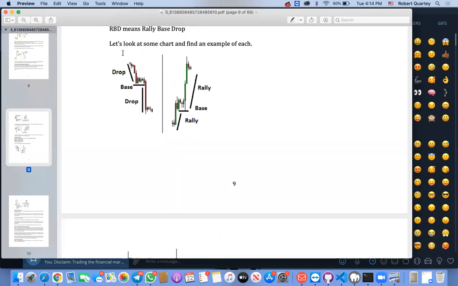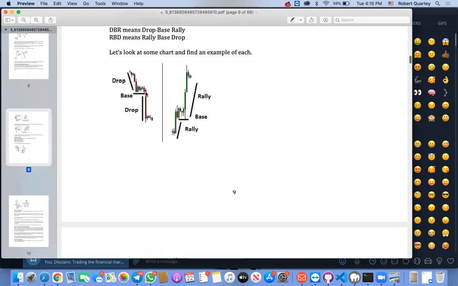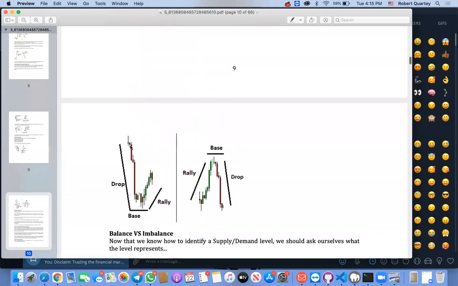For a supply structure, supply is selling, right? So it's going to be a drop, base, and then a drop, and then a rally to the upside and a drop. So for a supply structure, the last word is always going to be drop. For a demand structure, the last word is always going to be what? Rally. It drops, base, and it keeps dropping for supply. And for demand, same thing. It goes up, base, it goes back up. It comes down, base, and it goes back up, right?